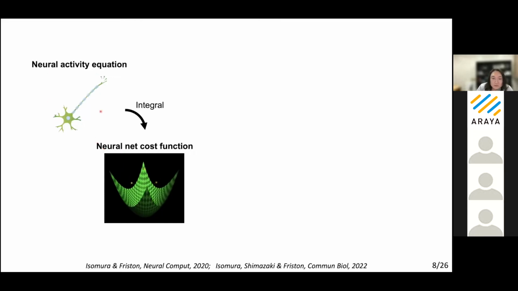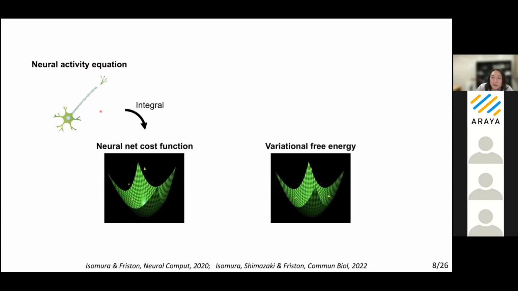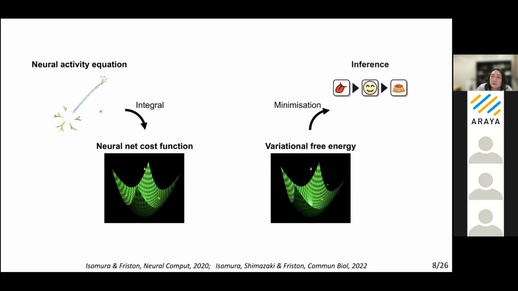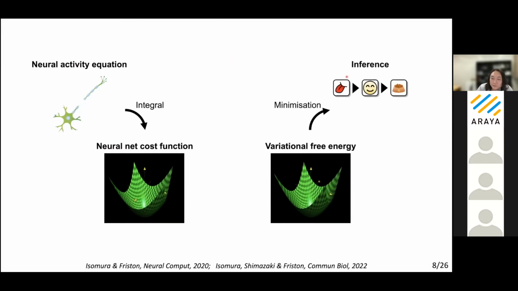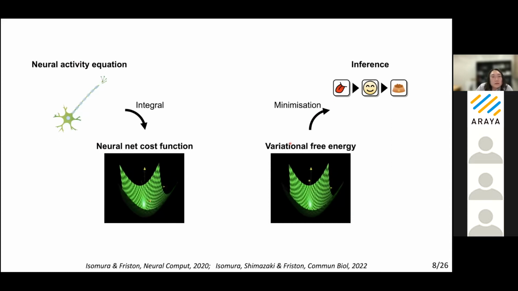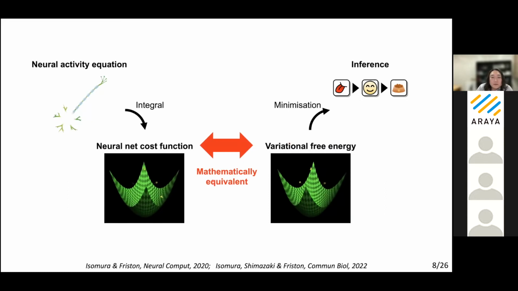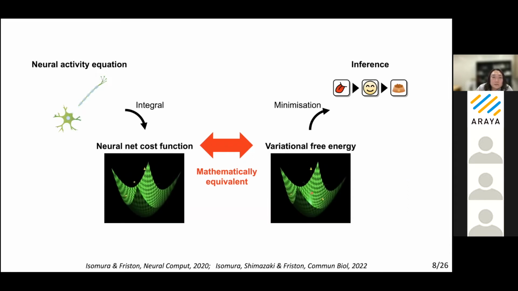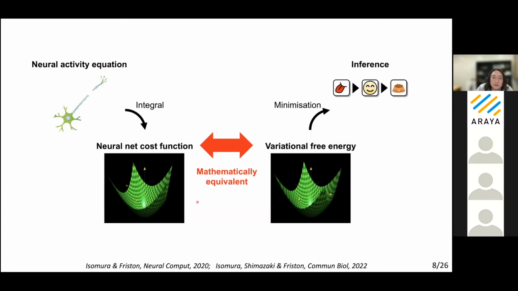On the other hand, for the free energy principle, once we define the generative model of external world state, then we can derive the variational free energy. And its minimization indicates the process of Bayesian inference. And our recent work showed an equivalence between these two cost functions. So this means that the quantities that are derived as the gradient descent on those cost functions are equivalent.